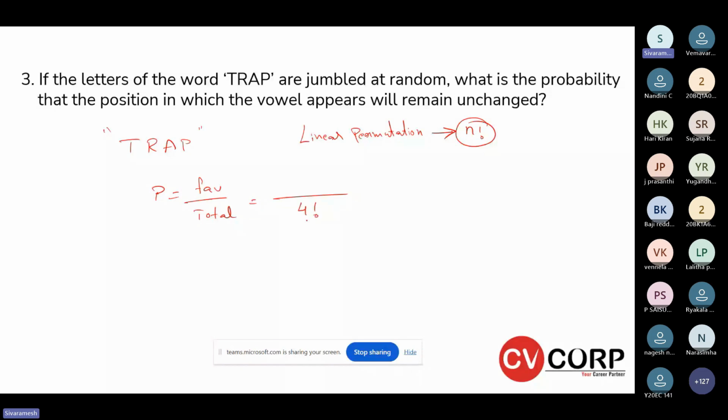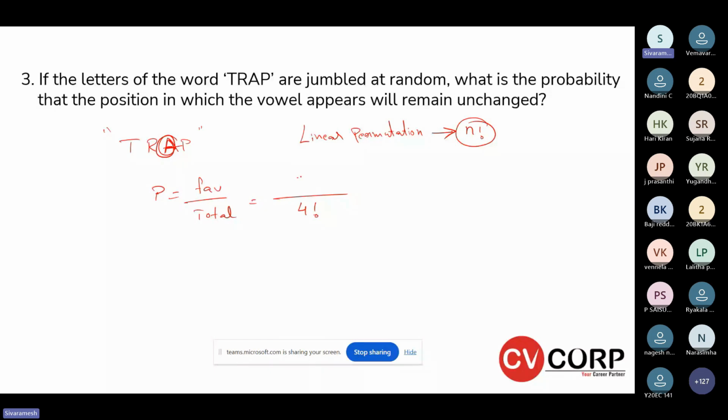Now, what are my favorable chances? Here they have given the condition: what is the probability that the position in which the vowel appears remains unchanged? Here we have only one vowel. This vowel position should not change. It means A should stay in the third place and the remaining three alphabets can be shuffled. So when A is fixed, the three remaining alphabets can be shuffled in 3 factorial ways.